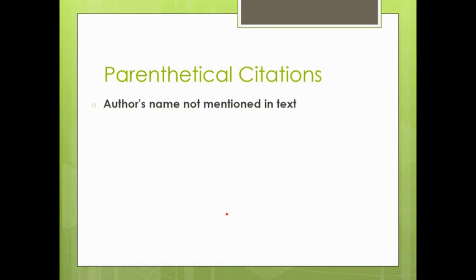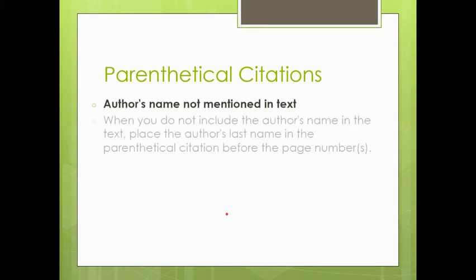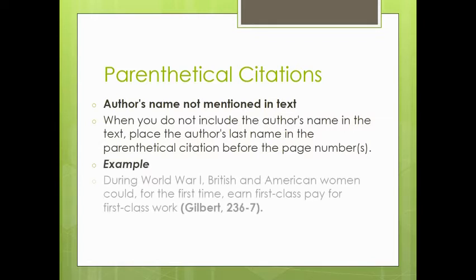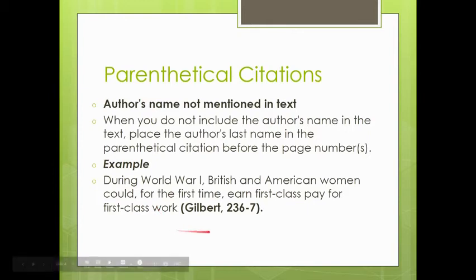Now if I don't mention the author's name in the text, then I have to put the author's last name and the page numbers in the parentheses, in the parenthetical citation. Here's an example of that. Again, this is from a book. During World War I, British and American women could, for the first time, earn first-class pay for first-class work. Notice, in this sentence, I do not mention the author anywhere. So in the parentheses, I have the last name of the author and the page numbers that I got that information from.